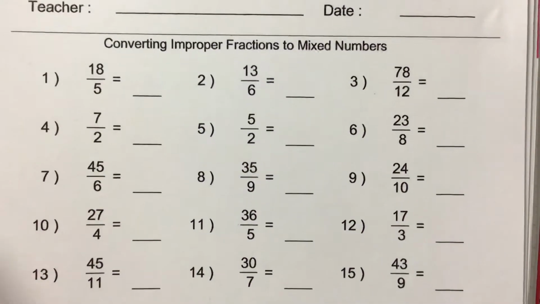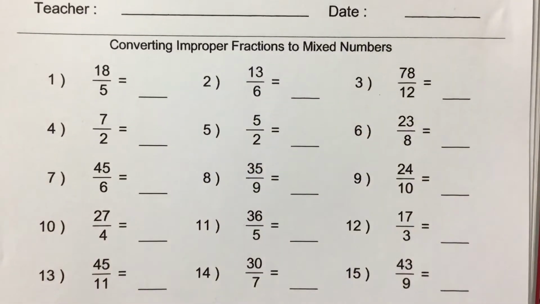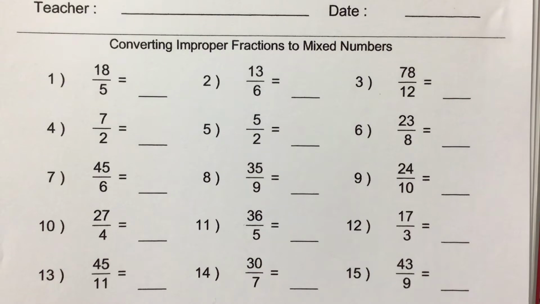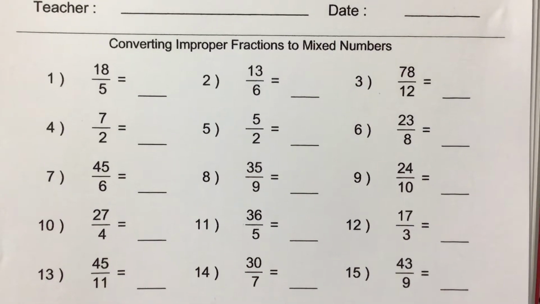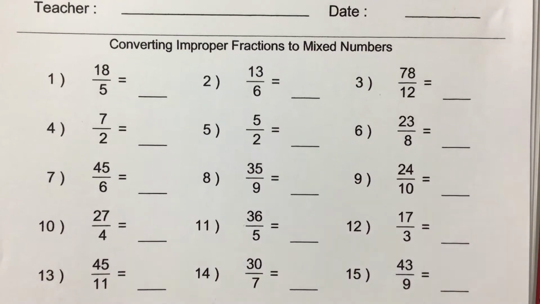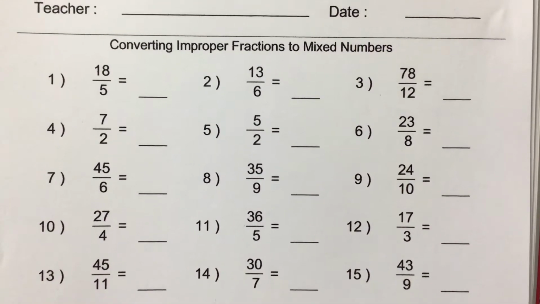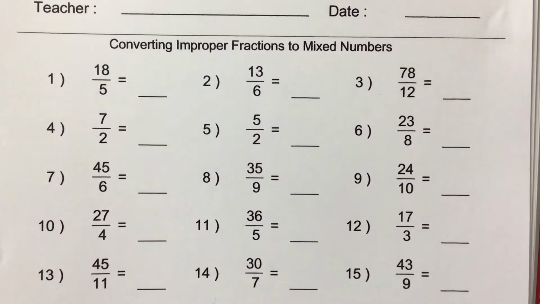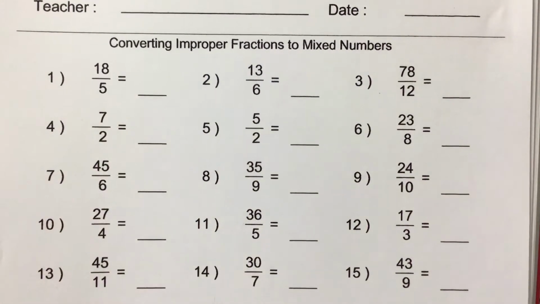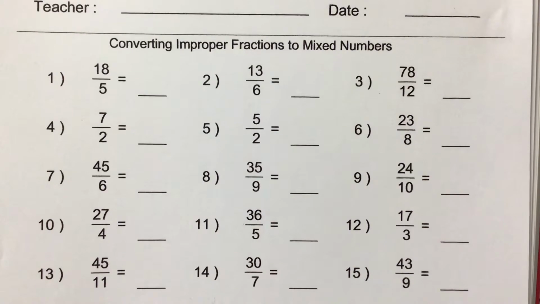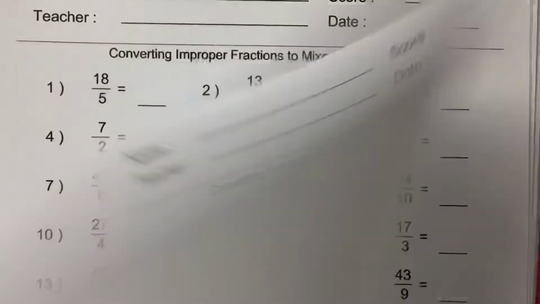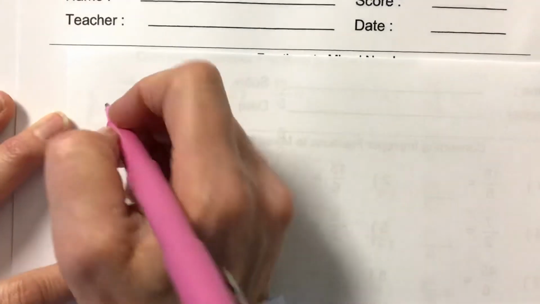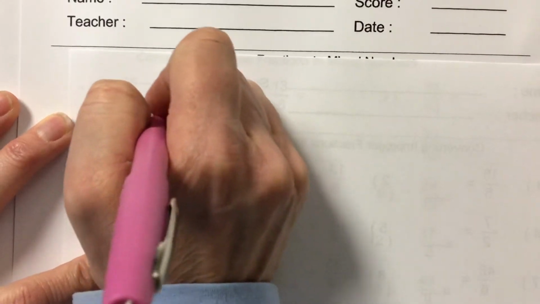Okay, so we talked already about how to use models to go from an improper fraction to a mixed number. On the test tomorrow, you can draw models to help you if that's your preferred way of finding it, okay? So for example, number 1, it would be 18/5. Turn your paper over and let's draw out what that looks like.